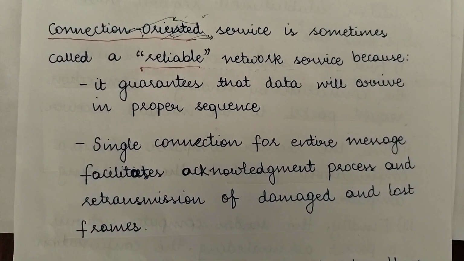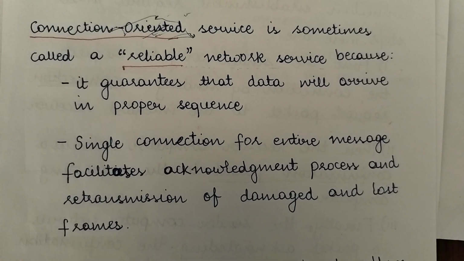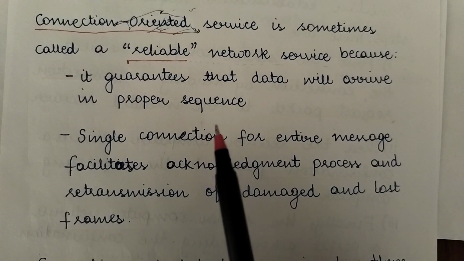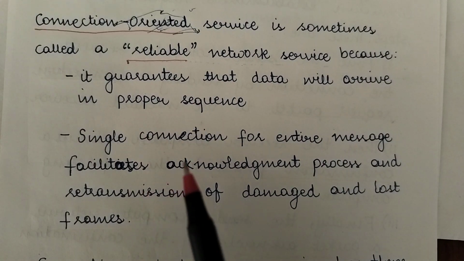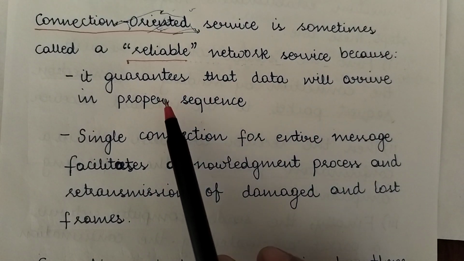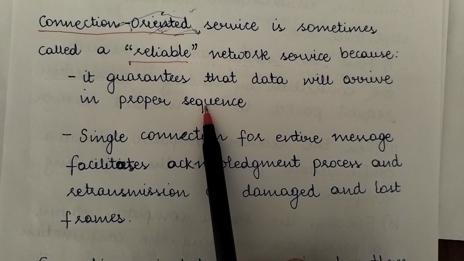Now, connection-oriented services are sometimes known as reliable network. There is no surprise if I call them reliable network, because they are reliable. They are providing you reliability in terms of the fact that all the packets will be delivered without any loss. There will be no duplication of data. The packets will be received in the same order in which they were sent. Hence, we can say that they are a reliable network service, because it guarantees that data will arrive in proper order or in proper sequence.